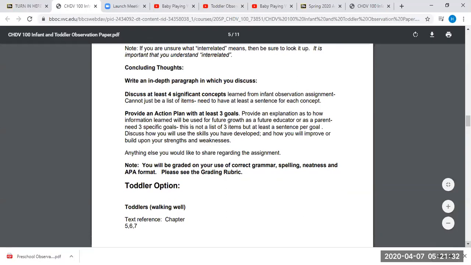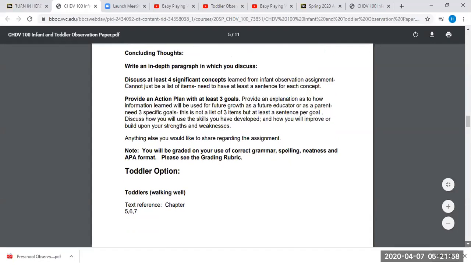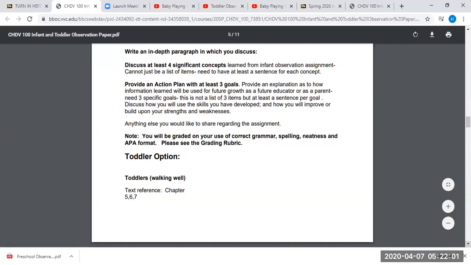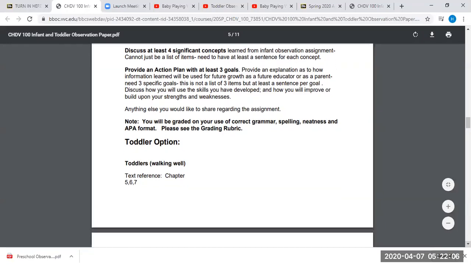The other part of your concluding thoughts is you're going to be providing an action plan. So you're going to have 3 goals and what you want to improve in. With these improvements, or your goals of action, you are going to be looking at this as if you were a future educator or a parent. So I want 3 specific goals. It's not going to be just a list again. You're going to have to give me detail to this. You're really going to talk about the skills that you develop and what you want to improve on. And this is really going to be the bulk of the infant one.